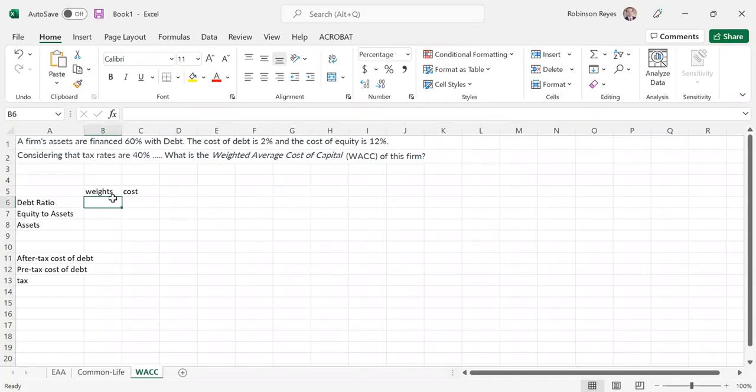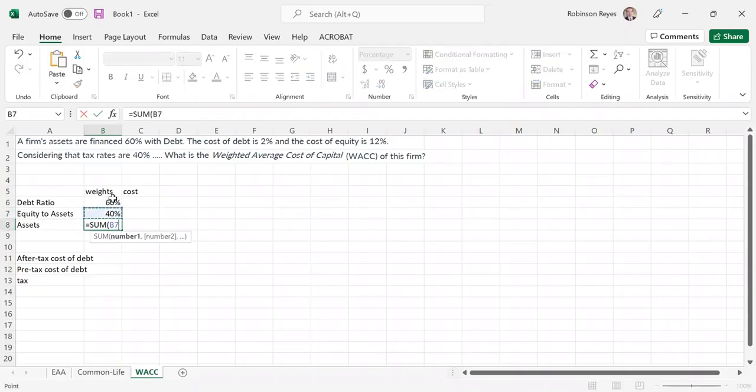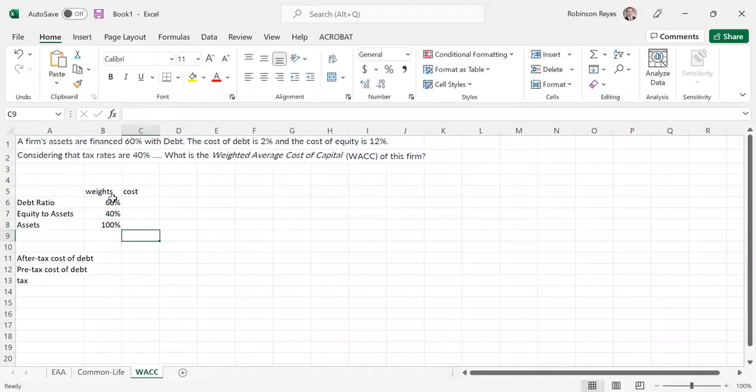The first thing is to acknowledge the weight of our assets that are financed with debt. So, according to this question, this is 60%. And then, of course, the remaining portion of our assets is financed with equity, because both equity and debt must add up to the 100% of the assets. Okay, that's a pretty straightforward notion. And now we have the cost.